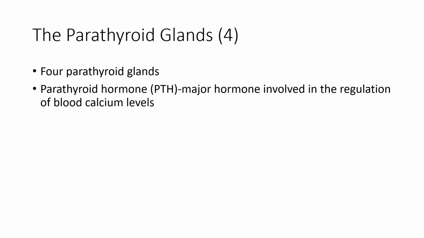Most people have 4 parathyroid glands, but occasionally there are more in tissues of the neck or the chest area. The parathyroid glands produce and secrete parathyroid hormone, a peptide hormone, in response to low blood calcium levels.